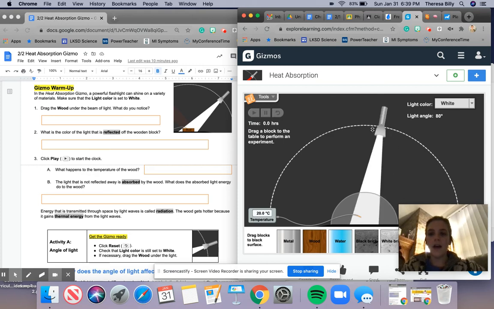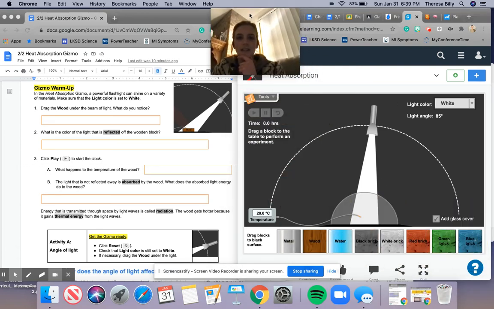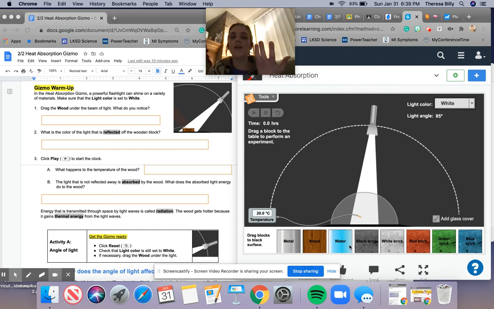All right. Other things with this gizmo is that I can heat up a certain substance for about 3 hours, I think is the limit. That time is going to show up here after I click play. During that time frame, again, I'm measuring how hot that substance will get. So there's a temperature probe here that will tell me my temperature after those 3 hours. Okay. The very last thing is that I have a variety of materials that I can choose from, including metal, wood, water, and then a wide variety of colored bricks. And then we'll get to the glass cover later.